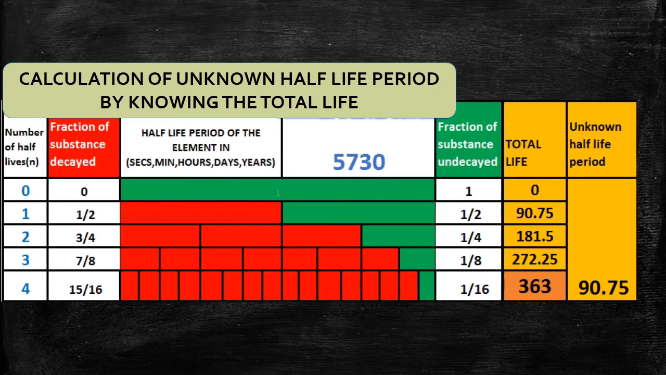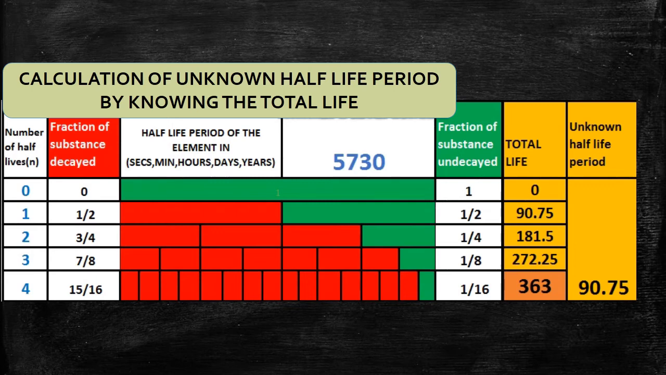In the fourth half-life, 15/16 of the element is decayed. That's why it is shown in red color. The remaining part, that is 1/16 of the radioactive element, is not yet decayed. For that it takes a time of 22,920 years. Understood? So you can substitute any value of half-life period here.